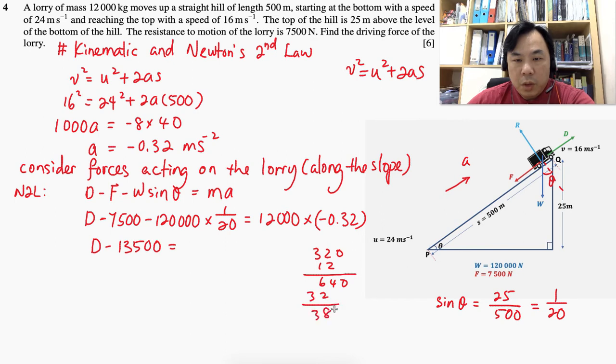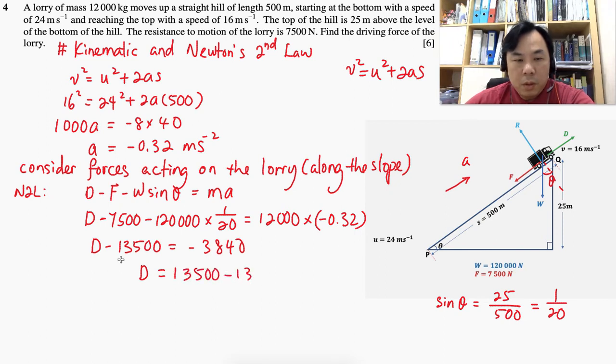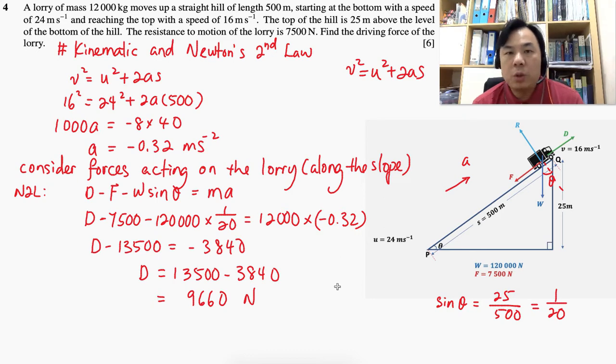64023 there, so 2840. So negative 3840 here, and then therefore you knew what is coming next. So that will be, oops, I keep on writing the wrong number here. So 3840, and then therefore that will yield 99099. Okay, so that should be 9660 Newton here, right?